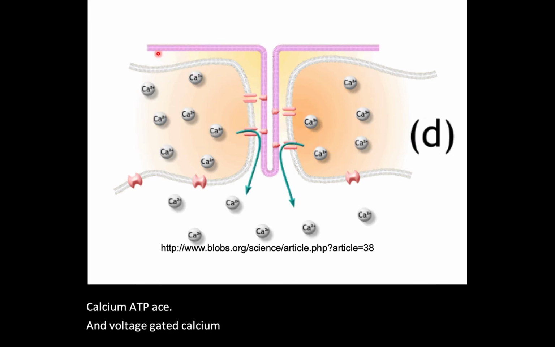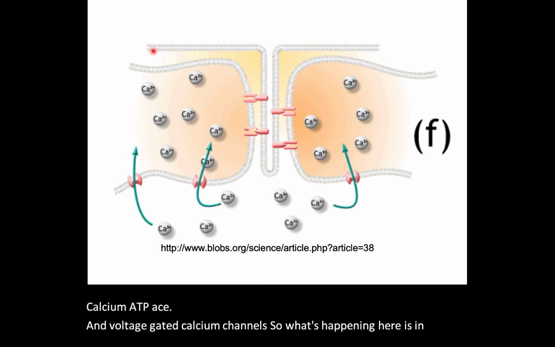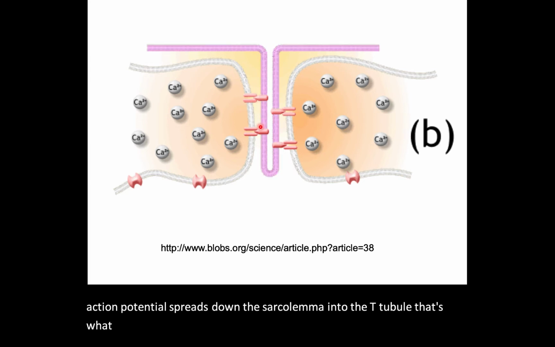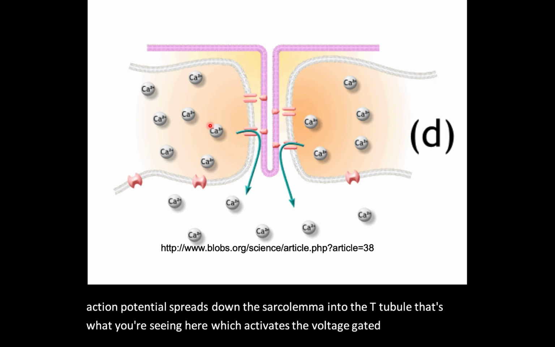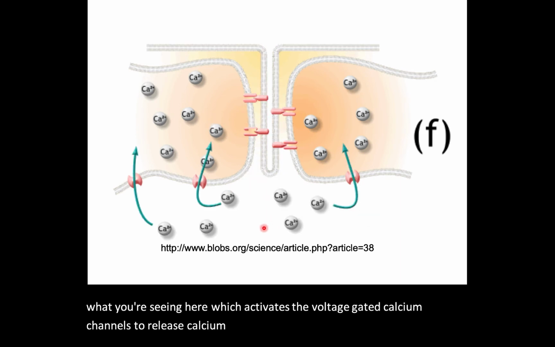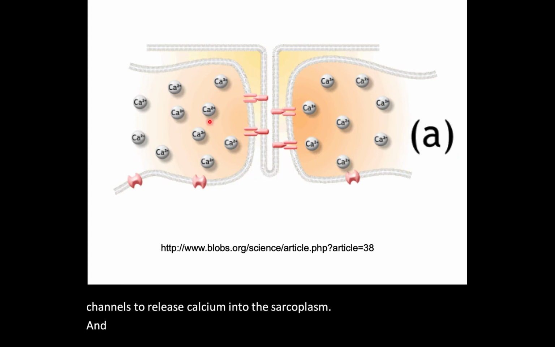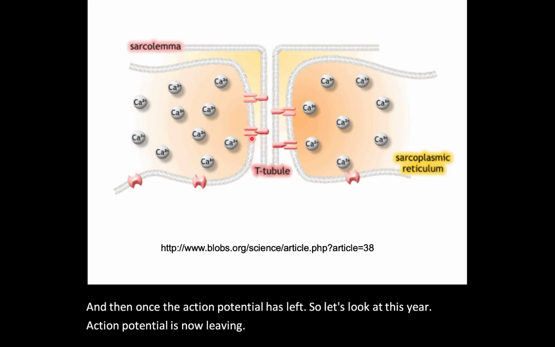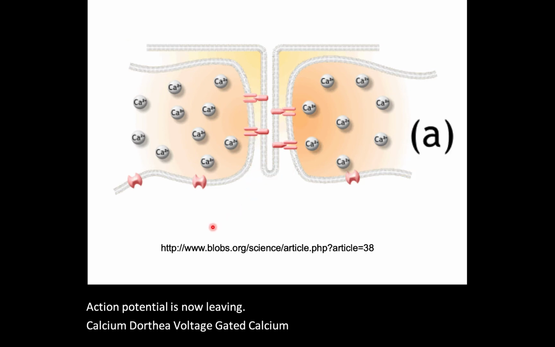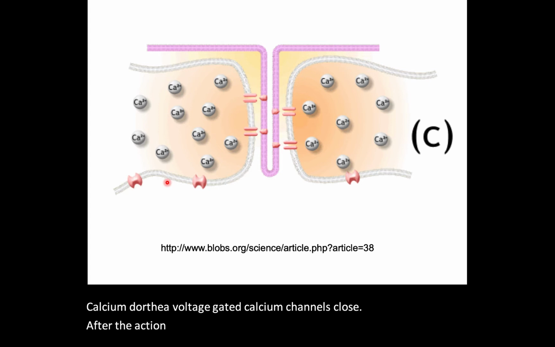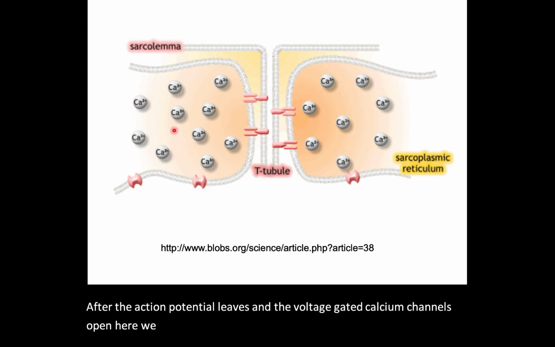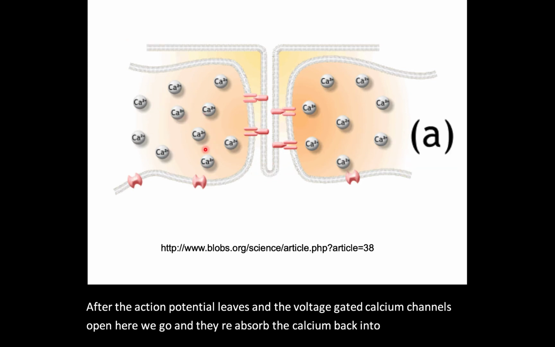And so what's happening here is, in A, the action potential spreads down the sarcolemma into the T-tubule. That's what you're seeing here, which activates the voltage-gated calcium channels to release calcium into the sarcoplasm. And then, once the action potential has left, let's look at this here. The action potential is now leaving. The voltage-gated calcium channels close after the action potential leaves, and the calcium ATPases reabsorb the calcium back into the sarcoplasmic reticulum.